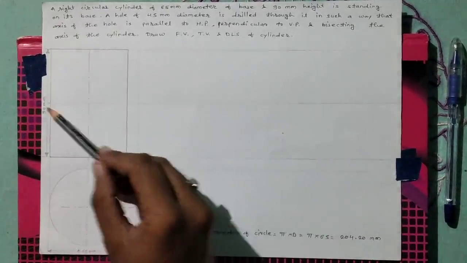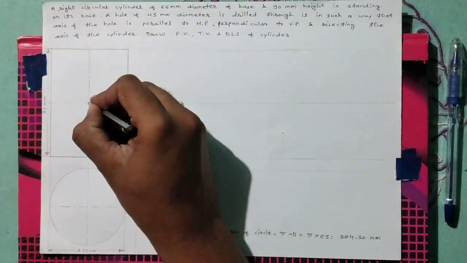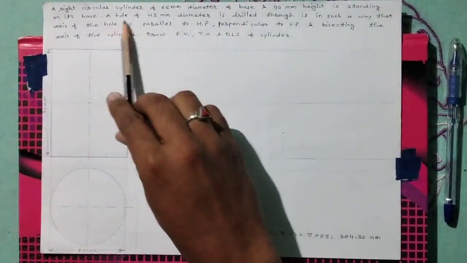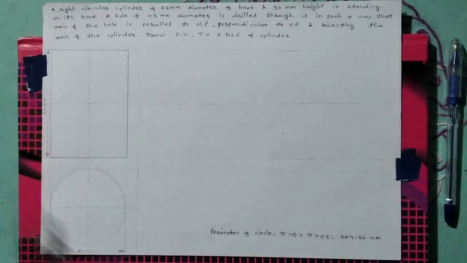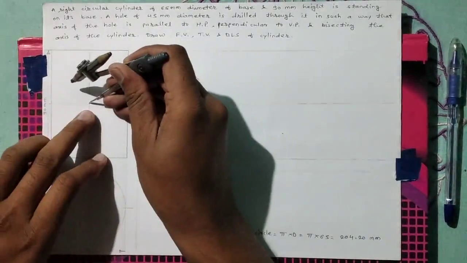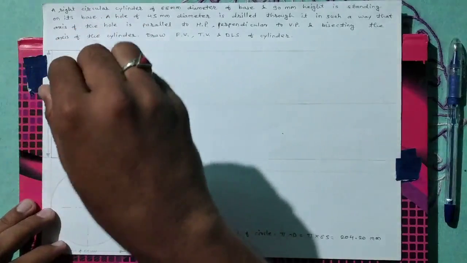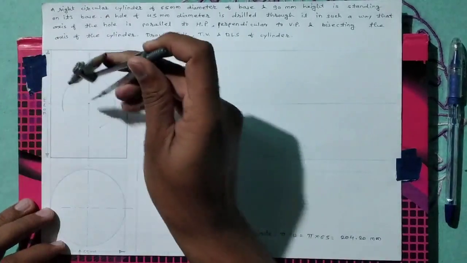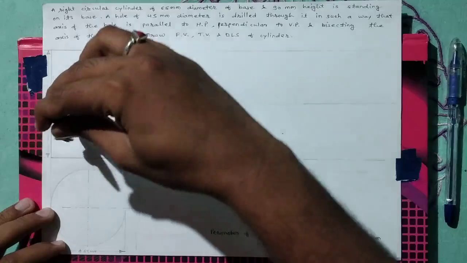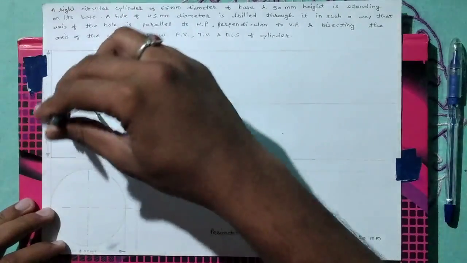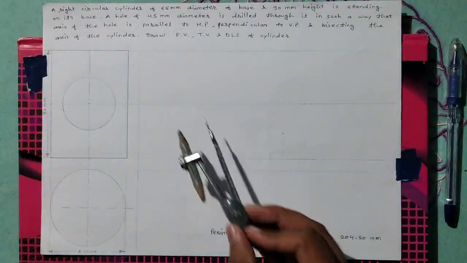Here we get the intersection point, and at this intersection point we have to draw the circle, that is the hole of 45 mm diameter. Take the distance in the compass as 22.5 mm, put it on this intersection point and draw this circle. This is the circle of diameter 45 mm.